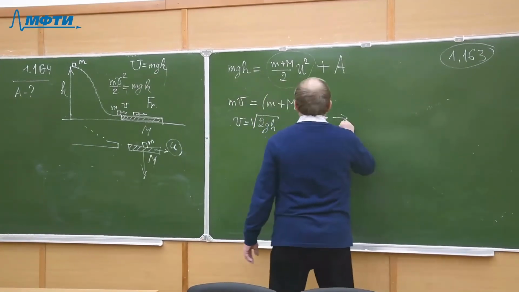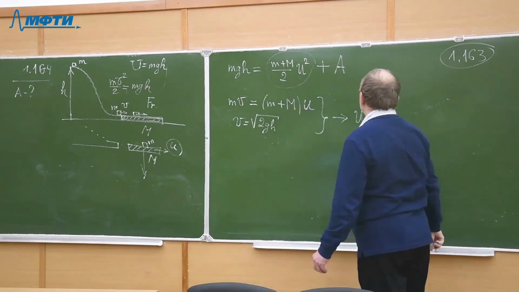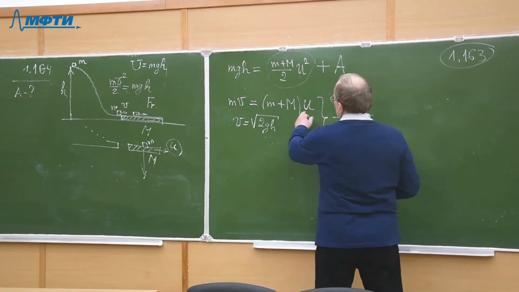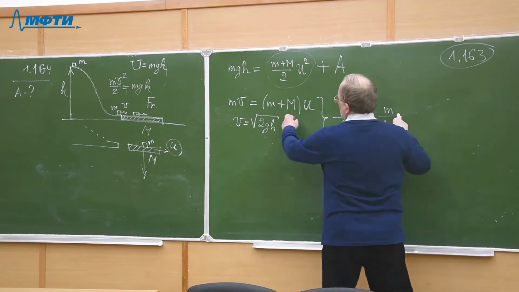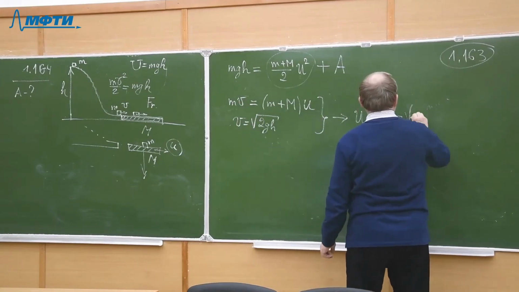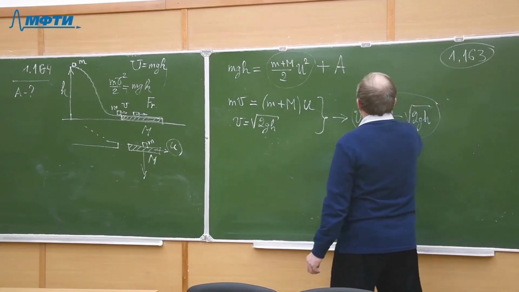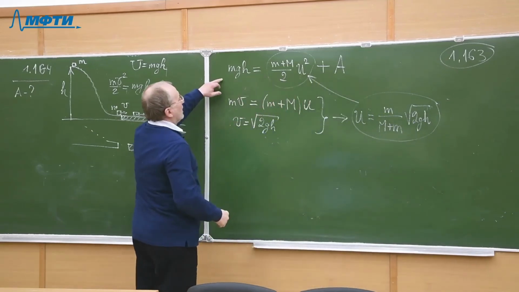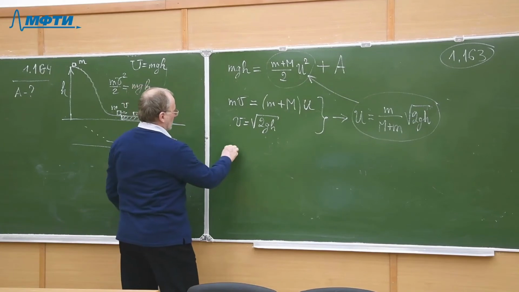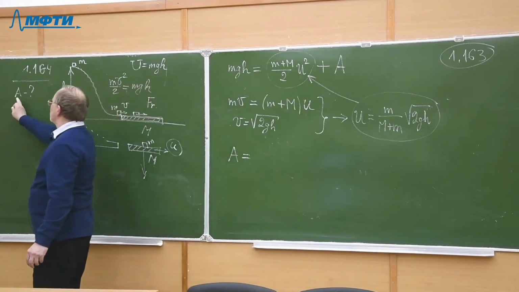Then from here we obtain the velocity u. We need it because it's here in the first line. And the velocity u will be small m divided by capital M plus small m, and v, which is square root of 2gh. And then we take this expression and substitute it in the first equation and obtain the quantity A, which is required in this problem.